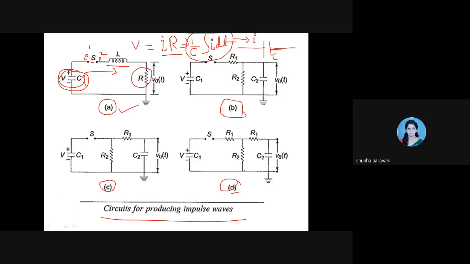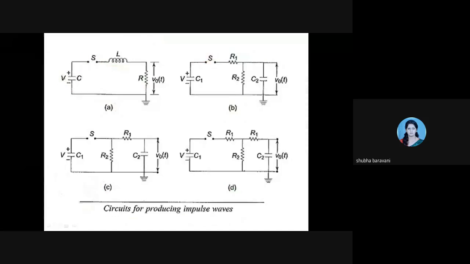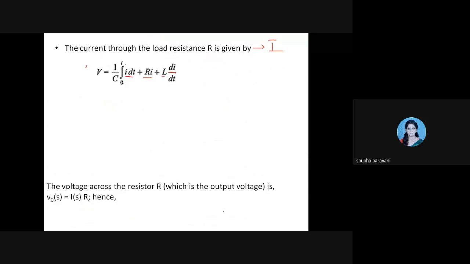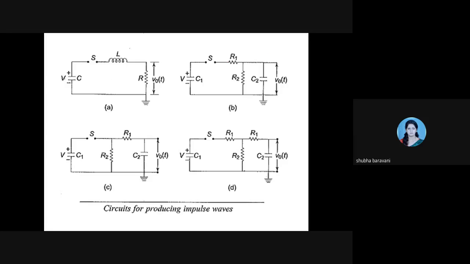Now if you see, the circuit is open, which means there is no flow of current. So why will this equation come into the picture? This equation will come into the picture only if the circuit is closed. But the circuit is open here. Then how did I write this equation?